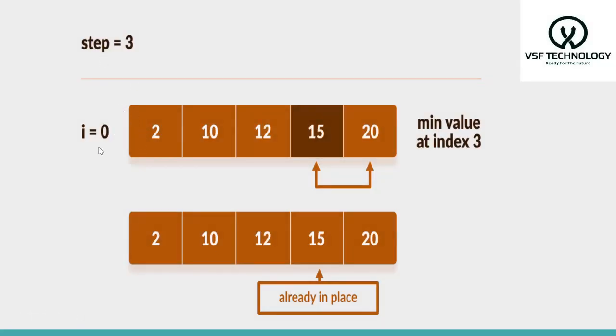Now step 3, i is equal to 0. We compare index 3 with index 4. Then here the minimum value is at index 3. Then here element 15 is already in place.